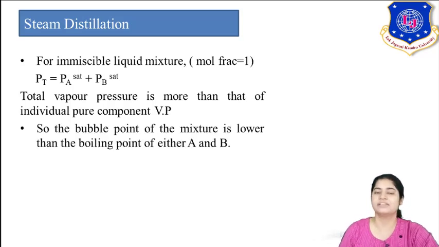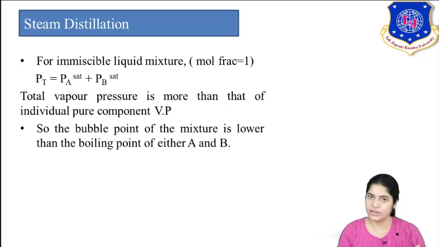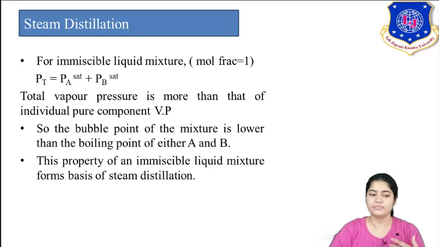So that is the thing we are doing. We are decreasing the boiling point. It means we are increasing the vapor pressure of the solution by adding steam. So you will study further. For that kind of mixture, the bubble point of the mixture would be lower than the boiling point of either of A and B. The boiling point of A would be different, B would be different, but the bubble point of this immiscible mixture would be less than the individual boiling points. So this property of immiscible liquid mixtures is used in steam distillation.